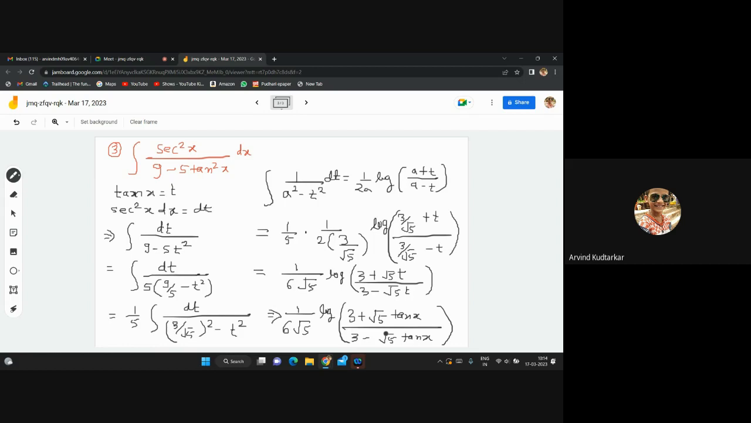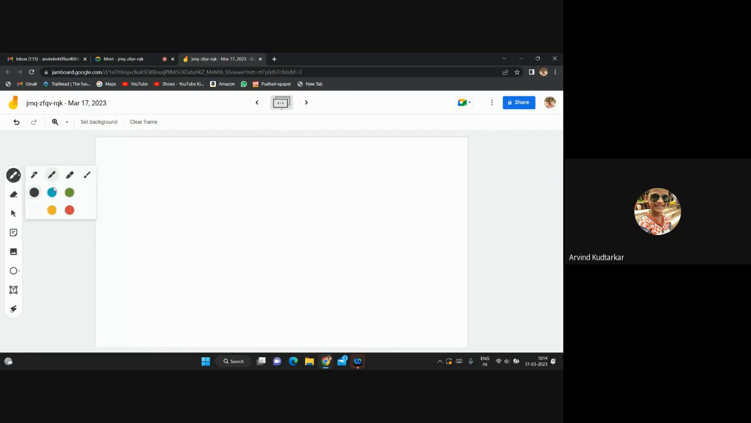Okay? Yes. So we'll see the next example on indefinite integrals. I'm taking here different types of examples which have different functions. No similar functions are there.